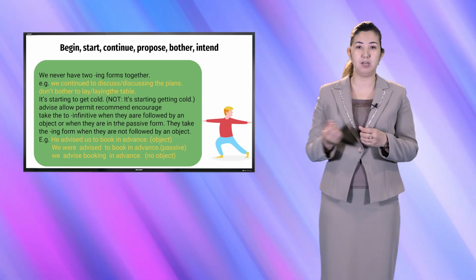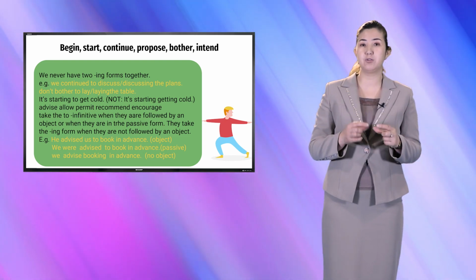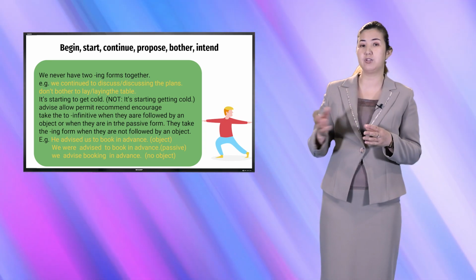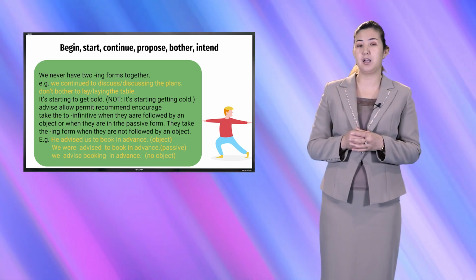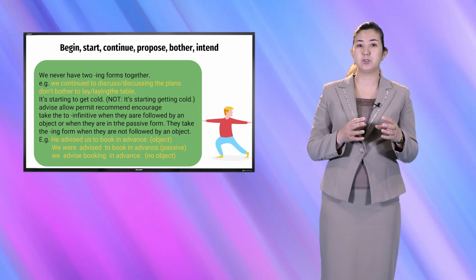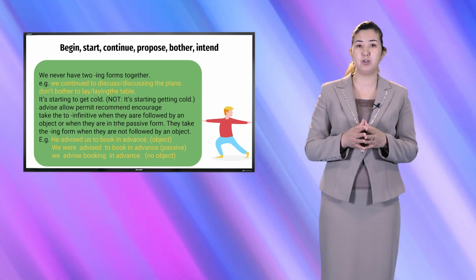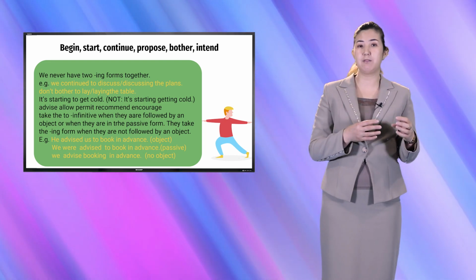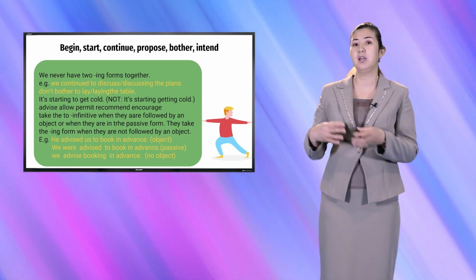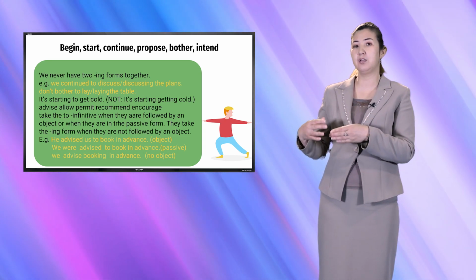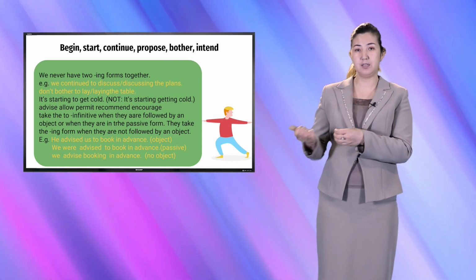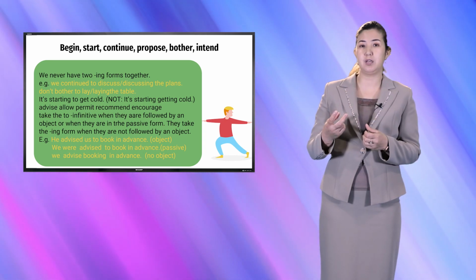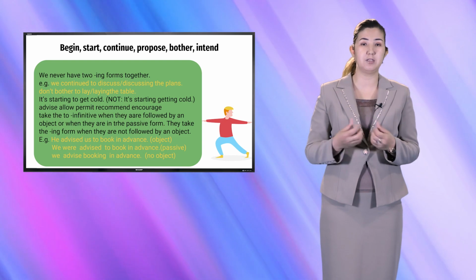It started raining. However, sometimes we cannot have the two ing forms together. In that case, we must use infinitive instead of gerund. For example, it is starting to rain is correct, but we cannot say that it is starting raining. That is incorrect because we haven't used the two ing forms in one sentence.